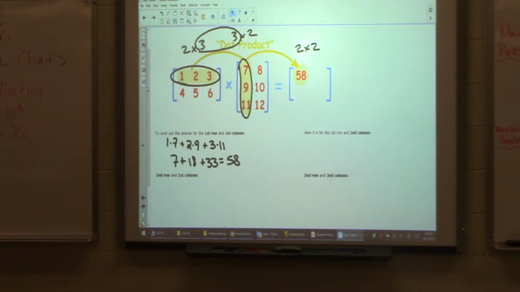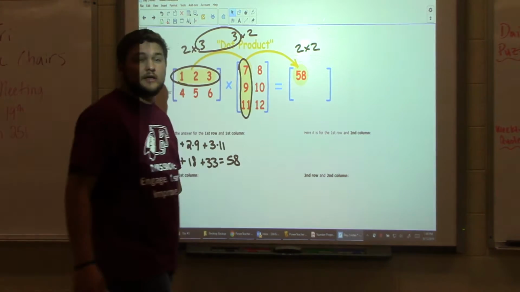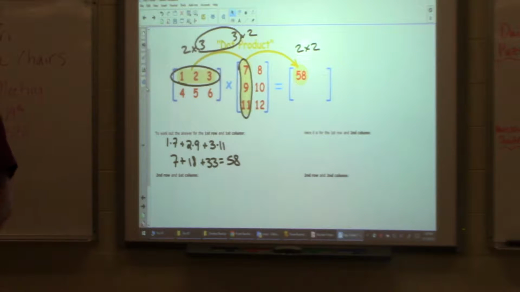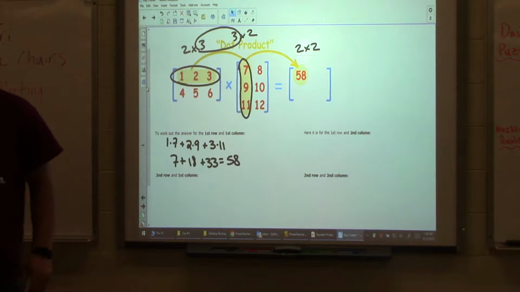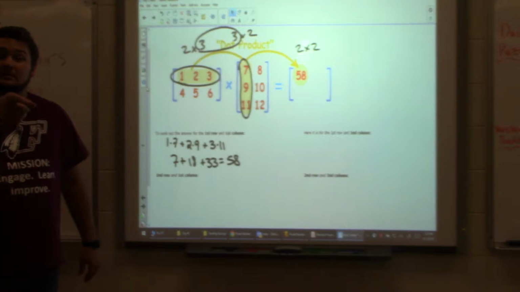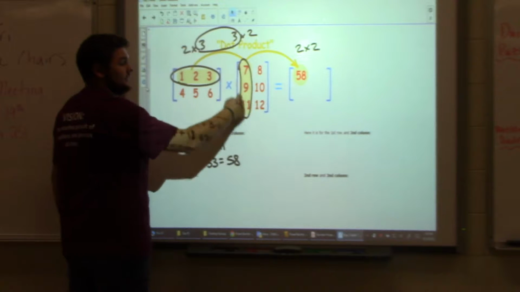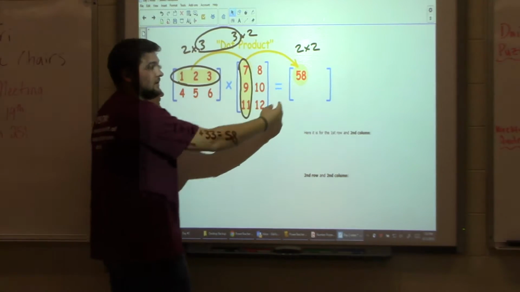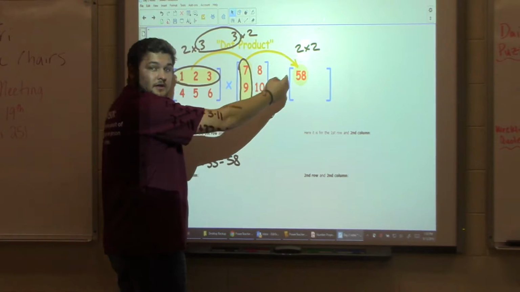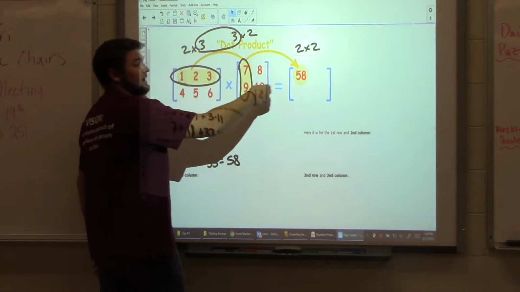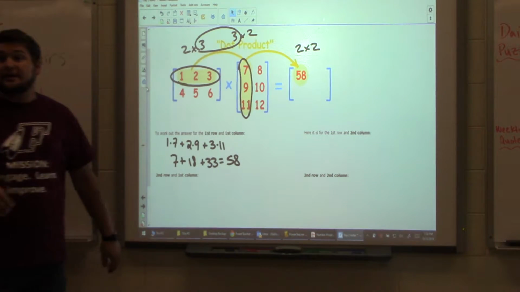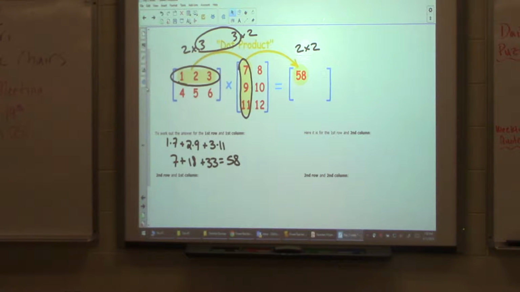Well, we could have found any of them first. We could have found the bottom right one first if we wanted. We don't normally. You normally find the top left, top right, then the bottom ones. Because you're multiplying the top row and the left column, I know it's going in the top left spot, the top row in the first column. So the row and the column we use tell us the position in the answer matrix as well.